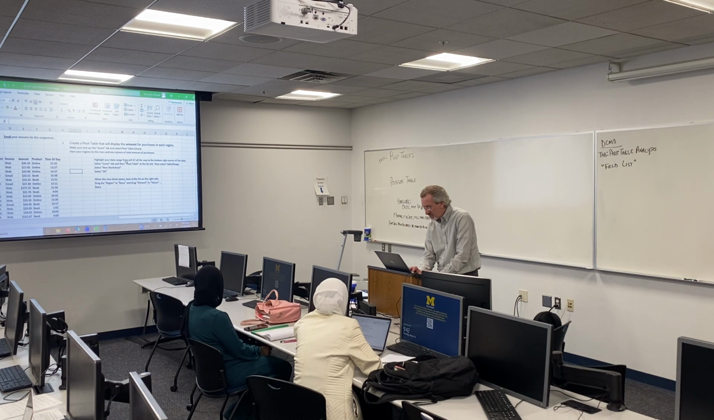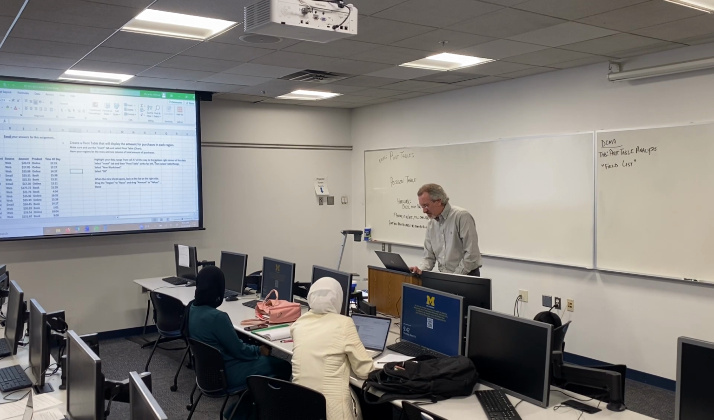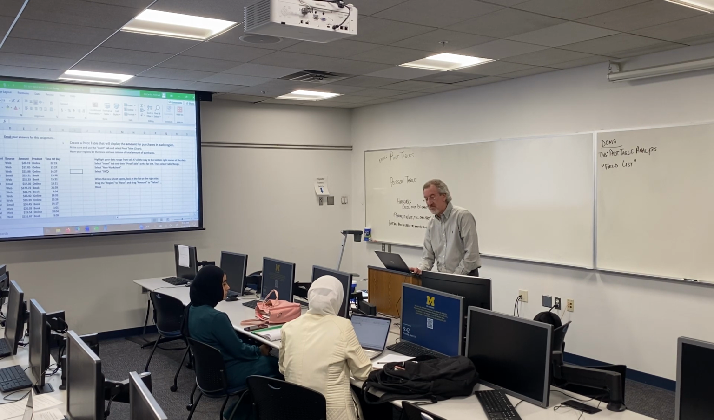Highlight your data range from cell A7. I literally tell you what cell to start on. What am I, crazy? From cell A7 all the way to the bottom right-hand corner of the data. Click on the Insert tab. Then click on Pivot Table on the far left. Then select Table Range. Then make sure, oh, here it is, this is a key part also. Make sure and select New Worksheet.